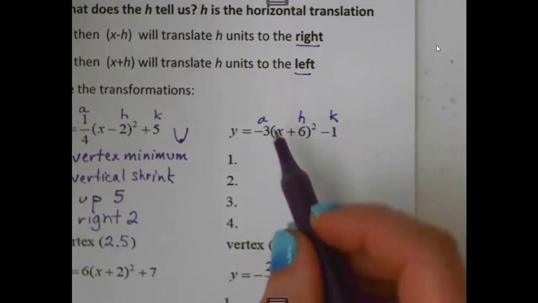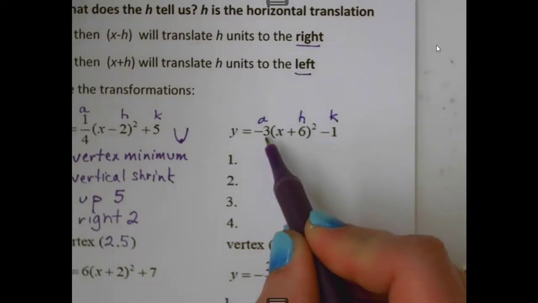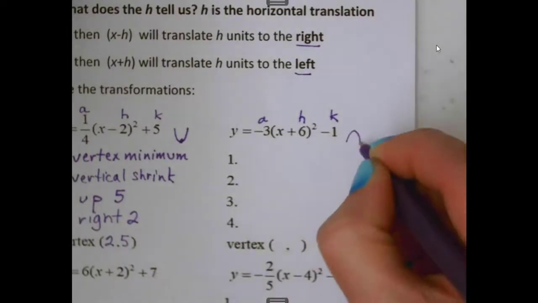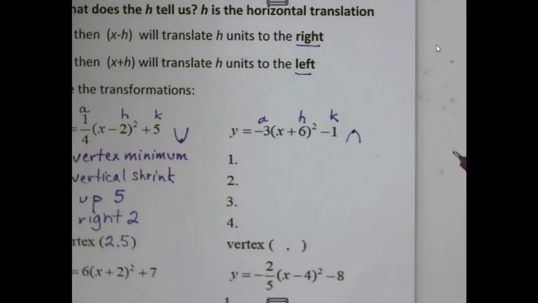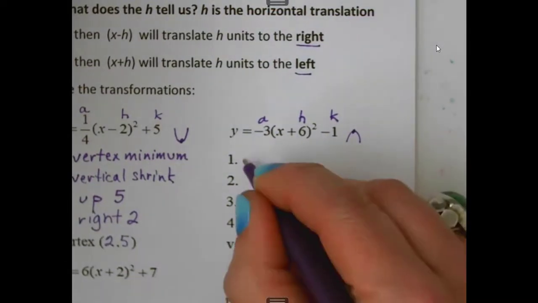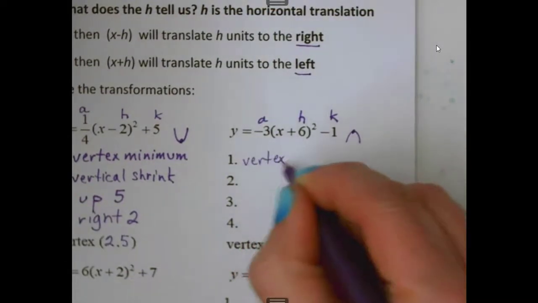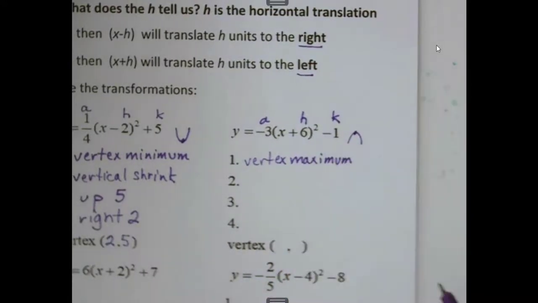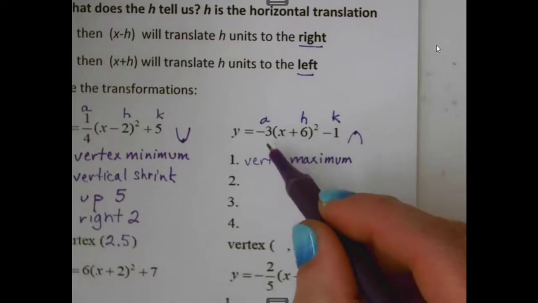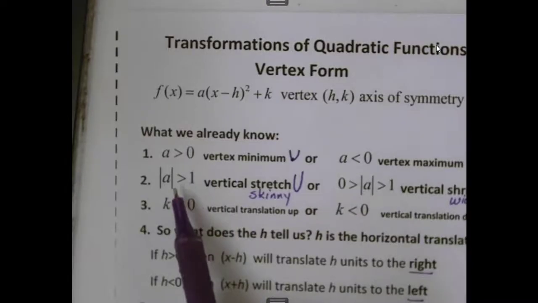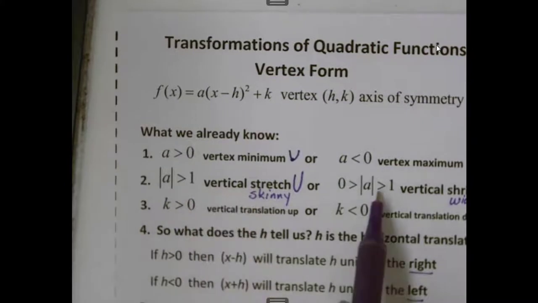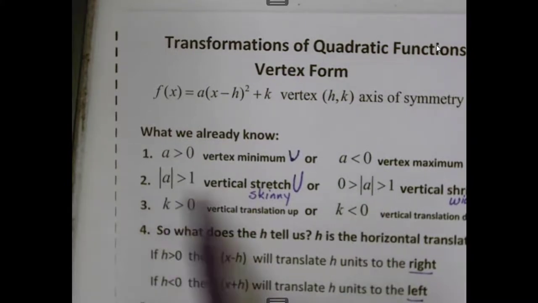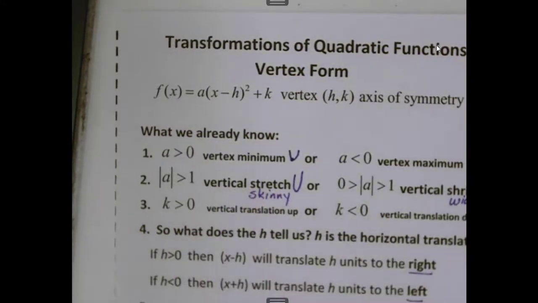All right, so A is -3, so I know that's going to be a sad parabola, and so I know this is going to be a vertex maximum. For -3, which statement does it make true? Well, the absolute value of -3 is +3, so it's going to be a vertical stretch.